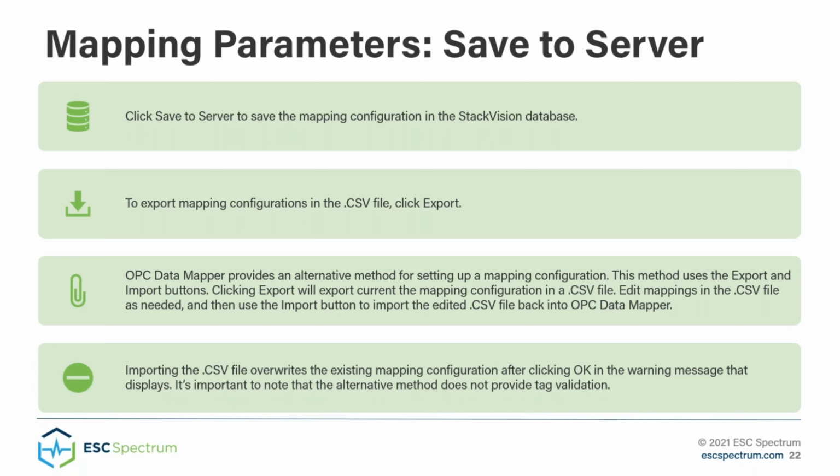The OPC Data Mapper provides an alternative method, which is working with Excel. When you're working with that .csv file, you can work on a separate machine that has Excel, save it as a .csv file, and bring that .csv file back onto the machine and import it as a .csv file. When you import a .csv file, it overwrites the existing mapping configuration.